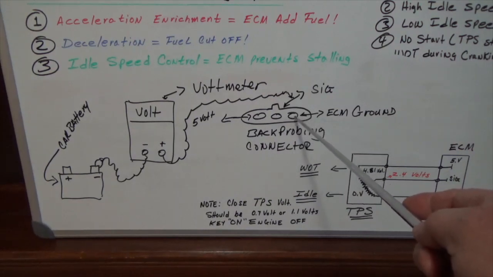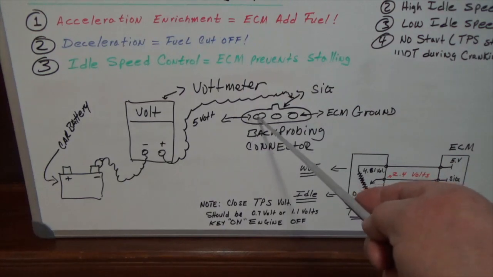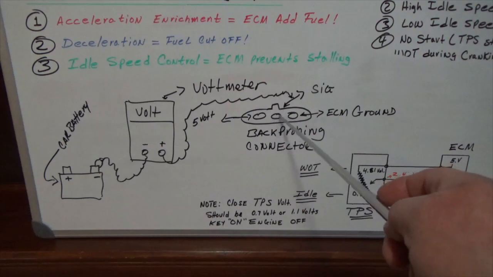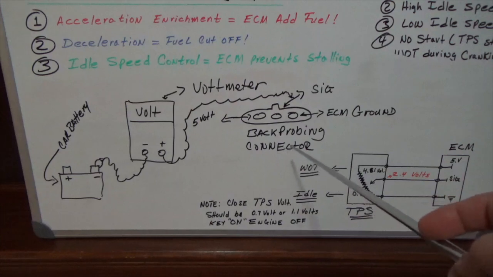So this is how you connect it. This is your ECM ground, this is your signal wire, the center wire, and this is your 5 volt reference. That's how you connect it, that's how you test it, that's how you can adjust it. And the signal wire, if you have adjustment, if it is a fixed throttle position sensor, there is no adjustment on it.